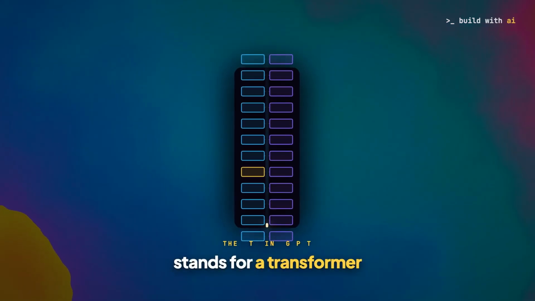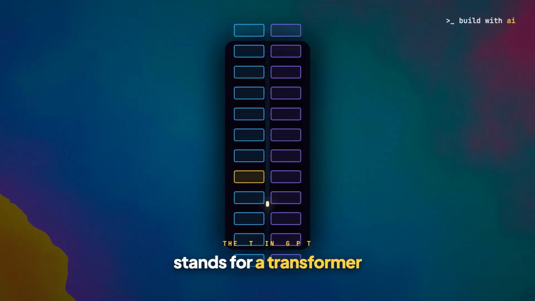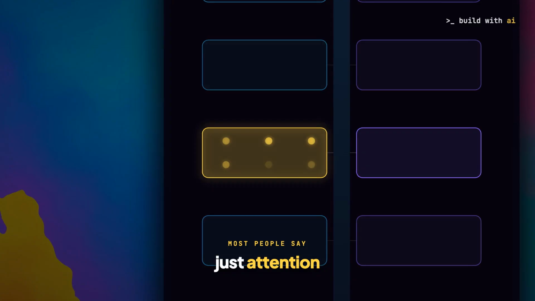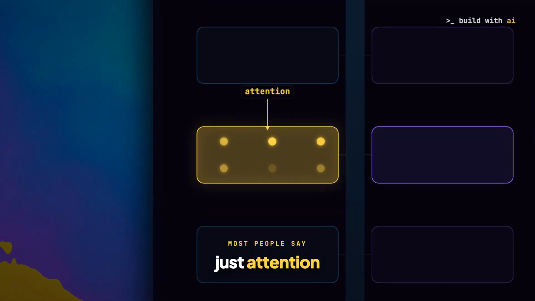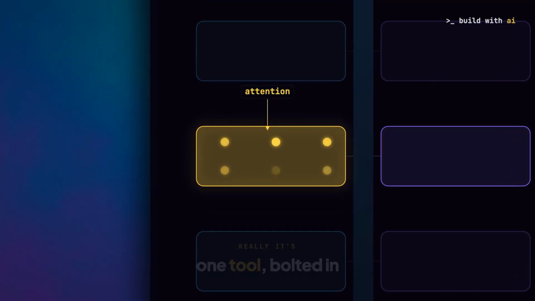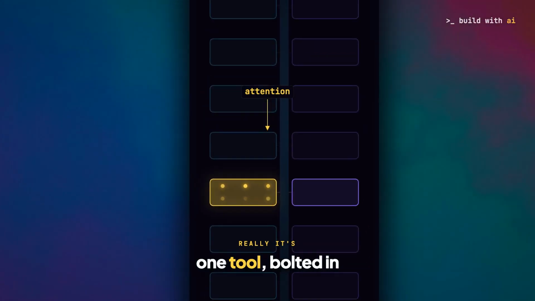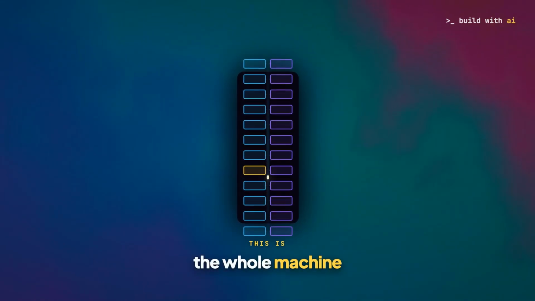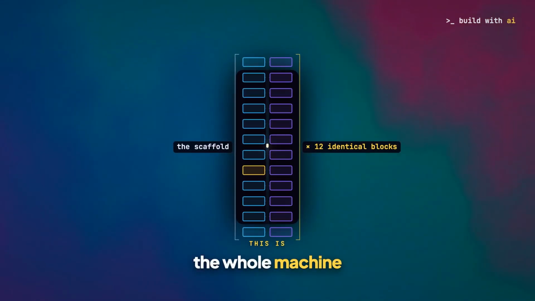You've heard the T in GPT stands for transformer, but could you actually say what a transformer is? Most people answer with one word: attention. That's one part. Attention is a single tool bolted inside a much bigger machine. This is that machine, the scaffold almost nobody explains. Let's take it apart piece by piece.